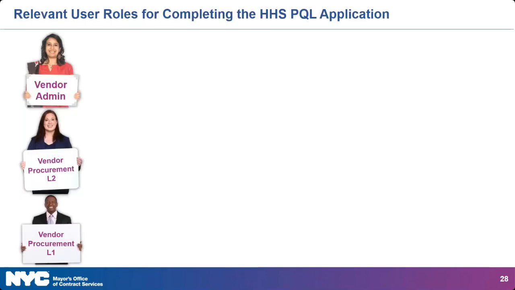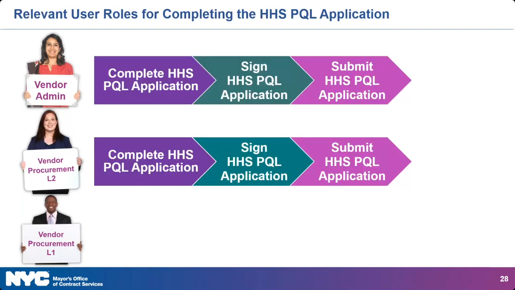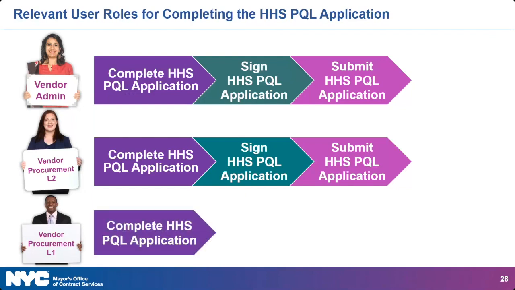So now let's talk about the user roles that are going to be needed. To create, sign, and submit a PQL application, users must be provisioned with at least the Vendor Procurement Level 2 or Vendor Admin user roles. Vendor Procurement Level 1 users can complete an application but cannot sign or submit the application for review.